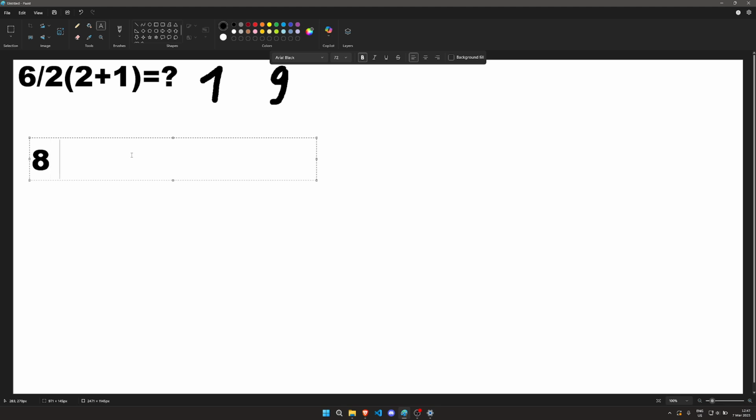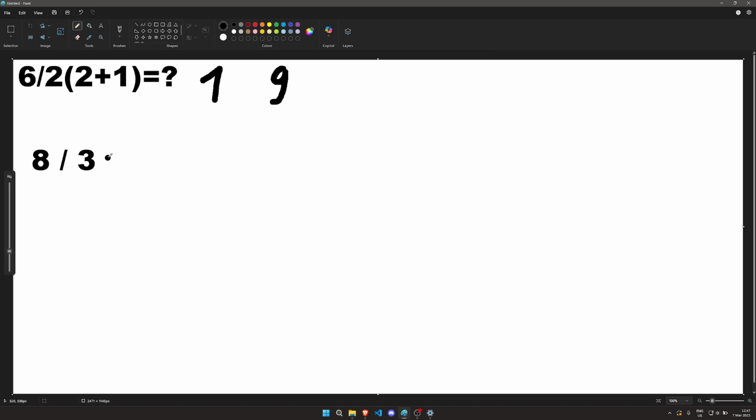Let's do 8 divided by 3. This is 2.666, but that doesn't matter for now. Let's write it down differently. A lot of people have learned something like this: 8 divided by 3. This is completely correct. It's just writing it as a fraction vertically.